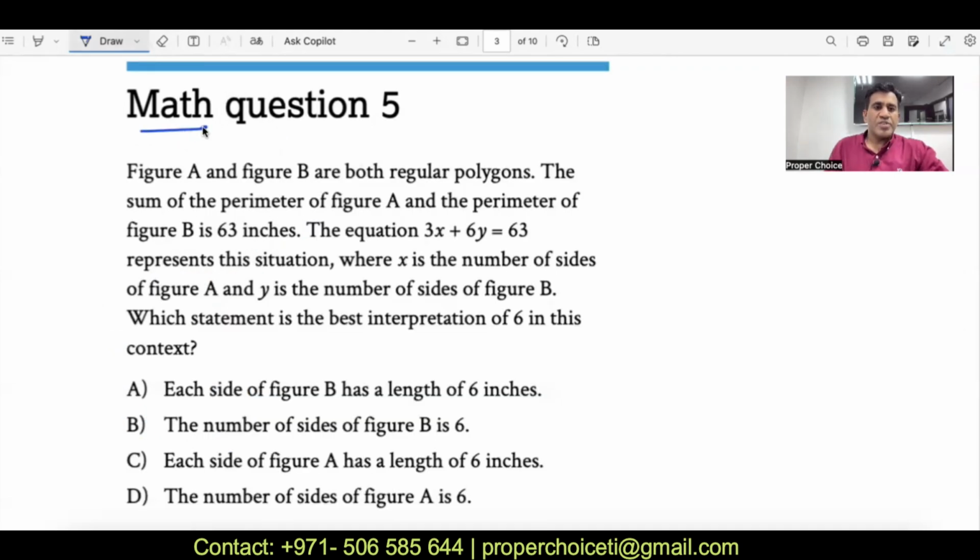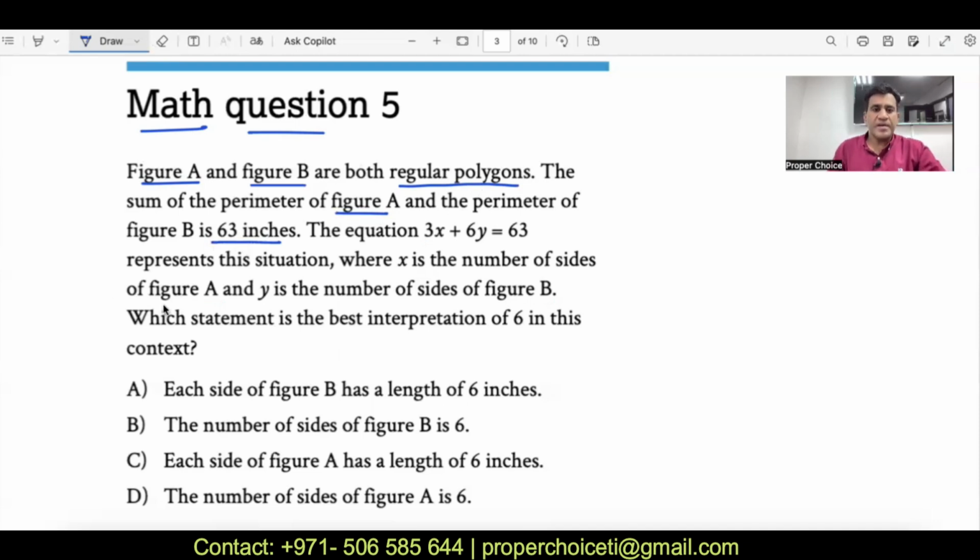Let's work on sample question 5. This will be the last question for today. It says figure A and figure B, which are not shown, are both regular polygons. Regular polygons are shapes in which all side lengths are equal and all angles are equal. The sum of the perimeter of figure A and the perimeter of figure B is 63 inches.